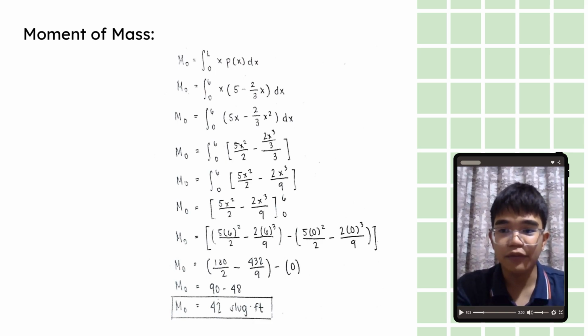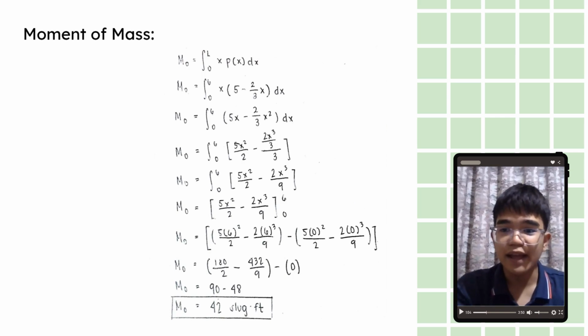Now we find the antiderivative of the function using the power rule. That would give us 5x squared over 2 minus 2x cubed over 3 divided by 3. We simplify, and that would give us 5x squared over 2 minus 2x cubed over 9. Once we have the antiderivative, we write it inside a bracket with the upper limit 6 and the lower limit 0 on the right side. Now we substitute in the upper limit 6 and subtract the lower limit 0. So we have 5 times 6 squared over 2 minus 2 times 6 cubed over 9 in the upper limit, minus 5 times 0 squared over 2 minus 2 times 0 cubed over 9 in the lower limit.